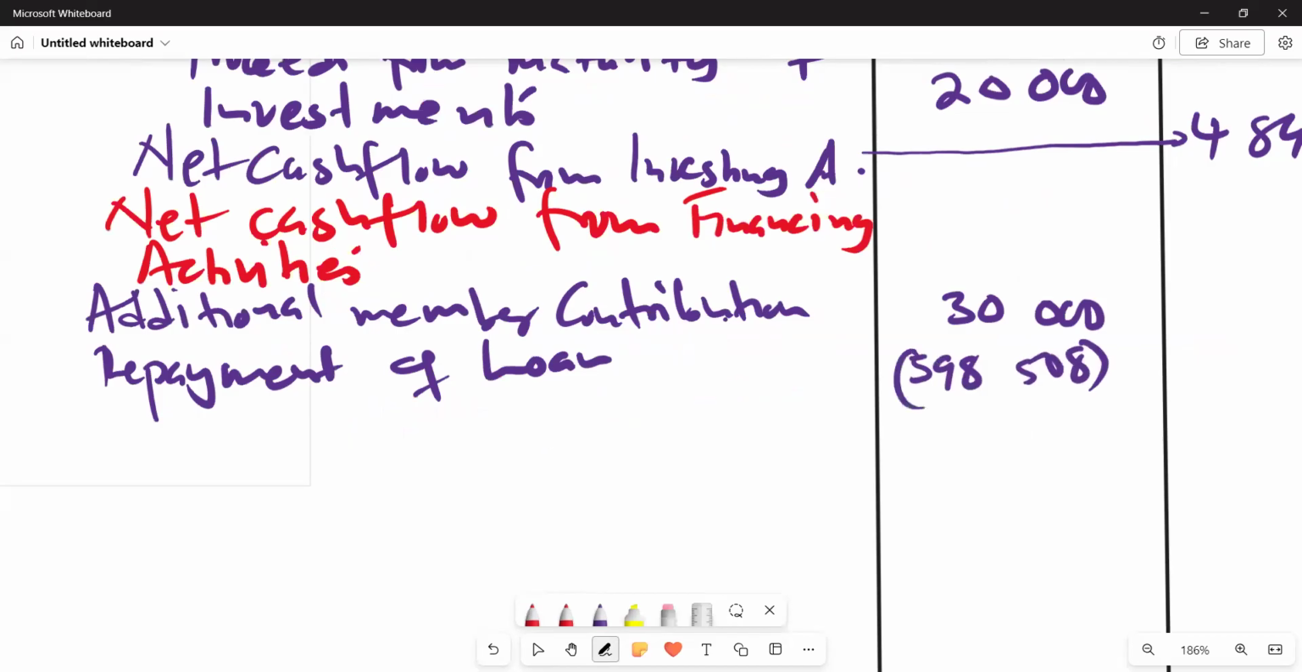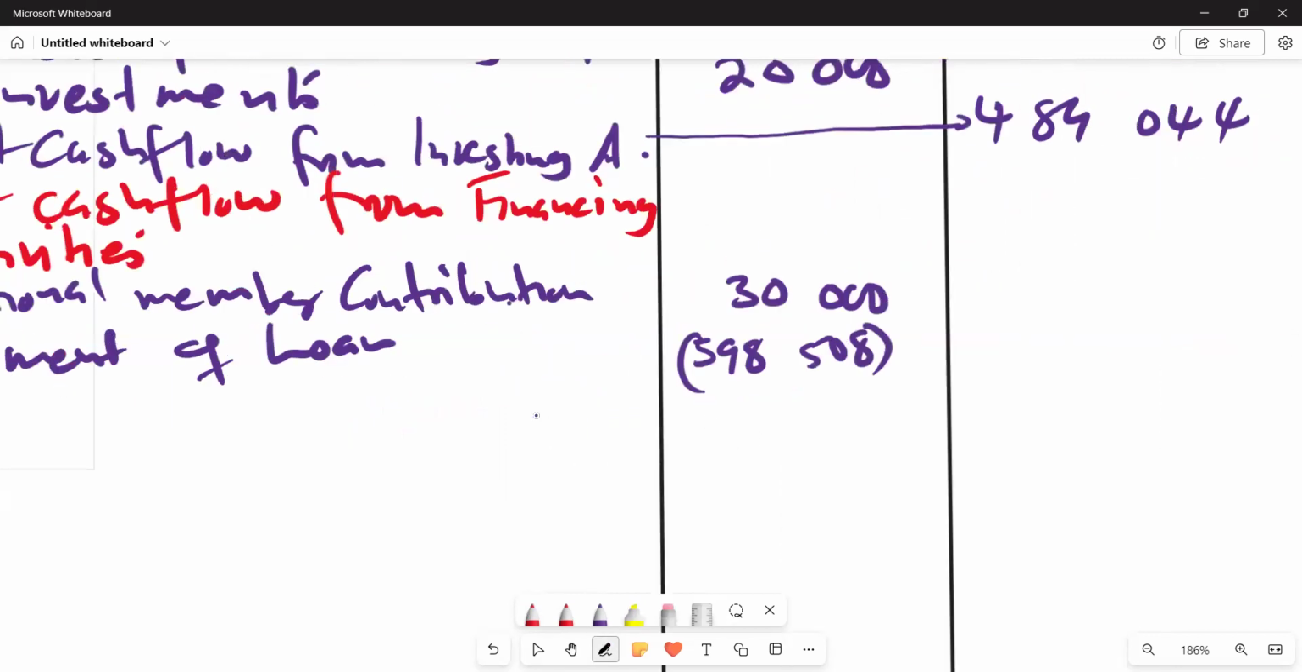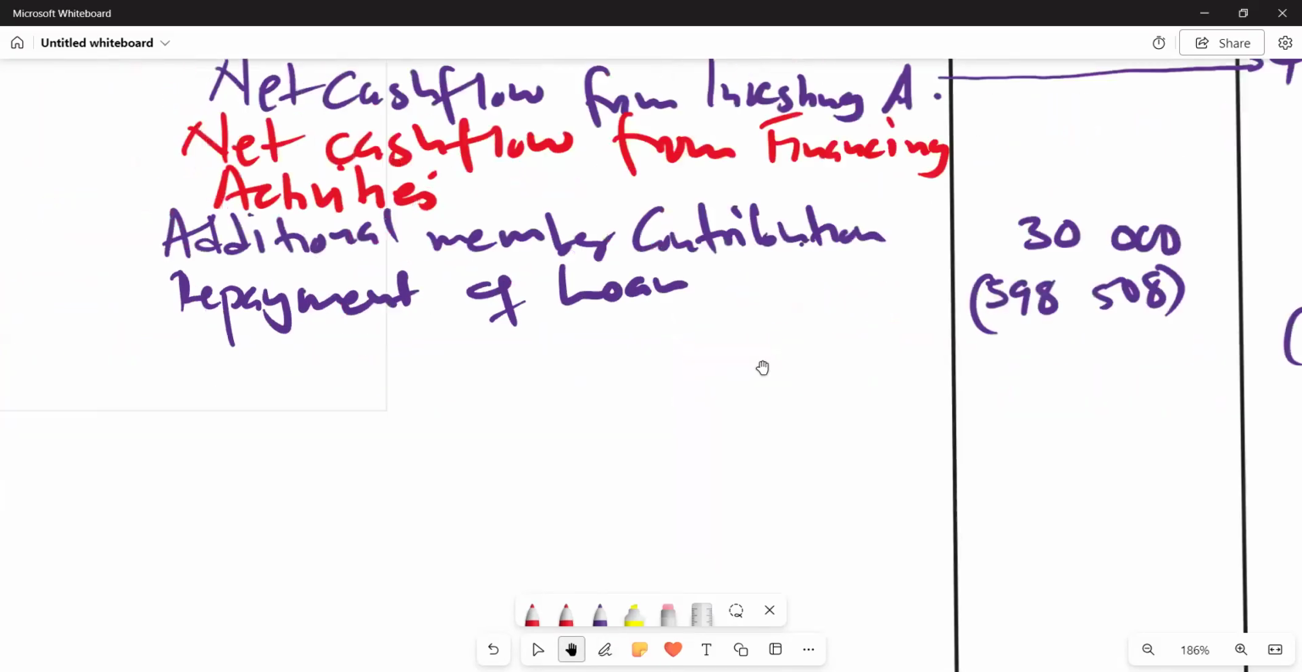So obviously we show brackets, so that's the negative. Then we can now find the net figure by taking 30,000 minus 598,508. Obviously our answer is going to be a negative again, which is 568,508, and it will be a negative one. So this is what we have, and then the description now it becomes net cash flow from financing activity.